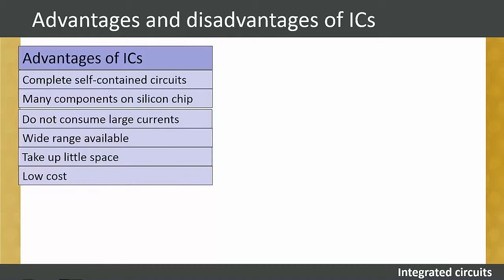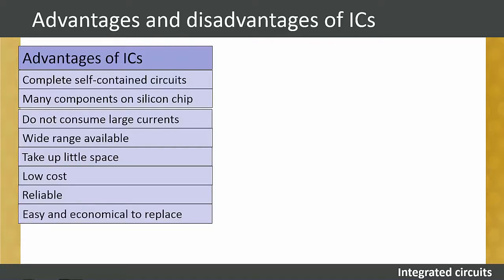ICs normally cost much less to make than the individual components needed to perform the same function. They are more reliable than individual components. Easy replacement is possible because it is more economical to replace them than to repair them.